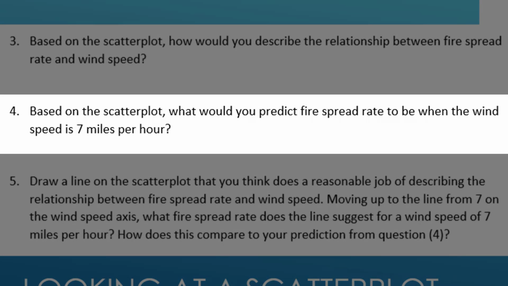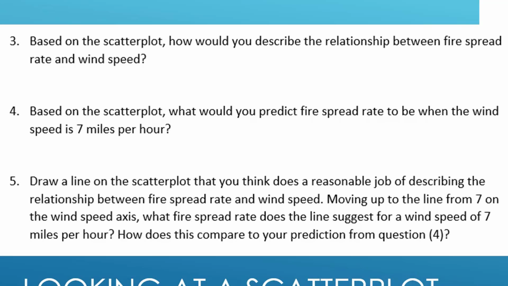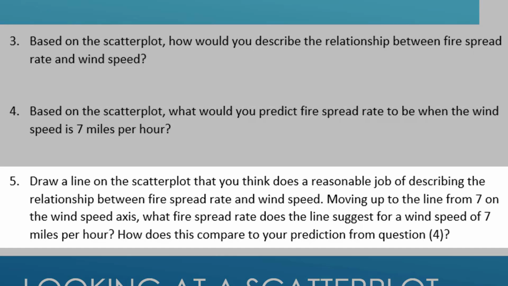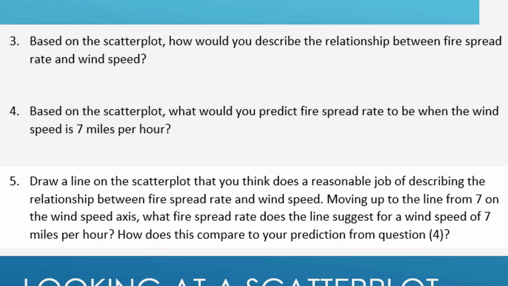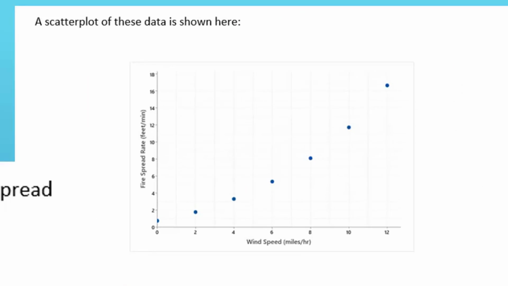In question 4, students are asked to make a prediction based on just looking at the scatter plot. Ask students what they predicted for fire spread when the wind speed is 7 miles per hour. If you're teaching online, you can ask students to type their prediction into the chat. You should anticipate that based on just looking at the scatter plot, most students will predict the rate of spread will be about 7 feet per minute. In question 5, students draw a line on the scatter plot that they think does a reasonable job of describing the relationship between fire spread and wind speed.